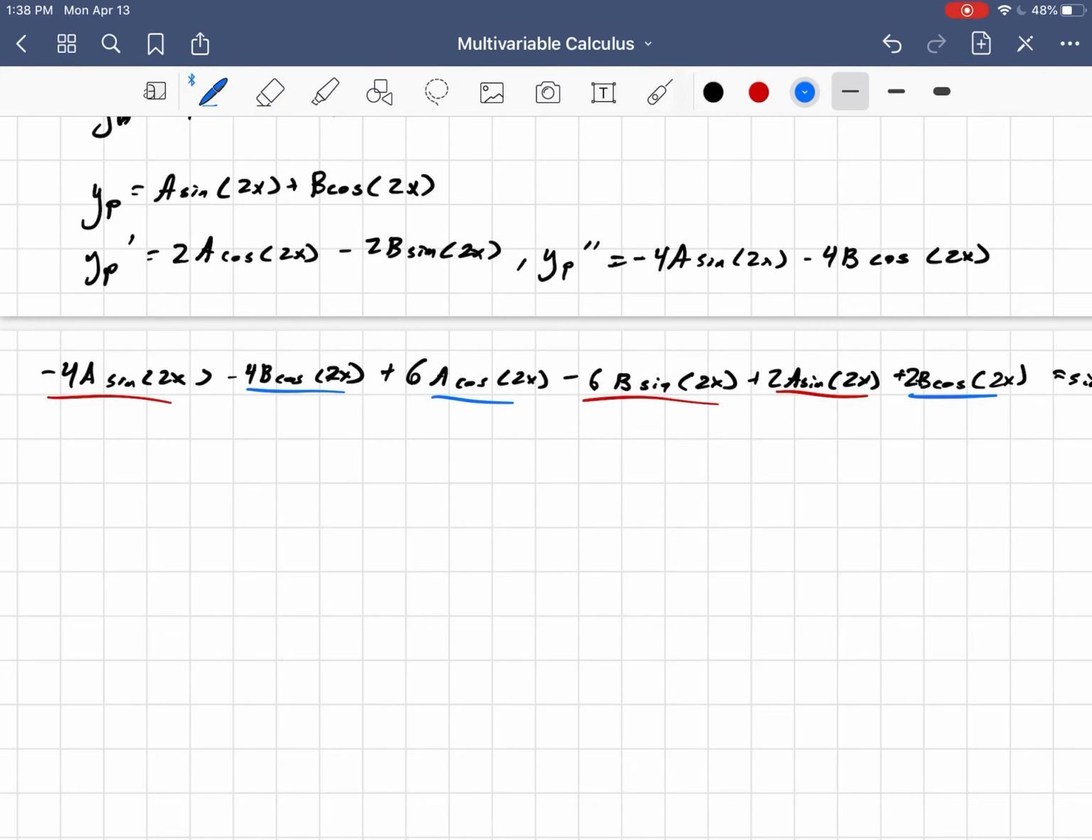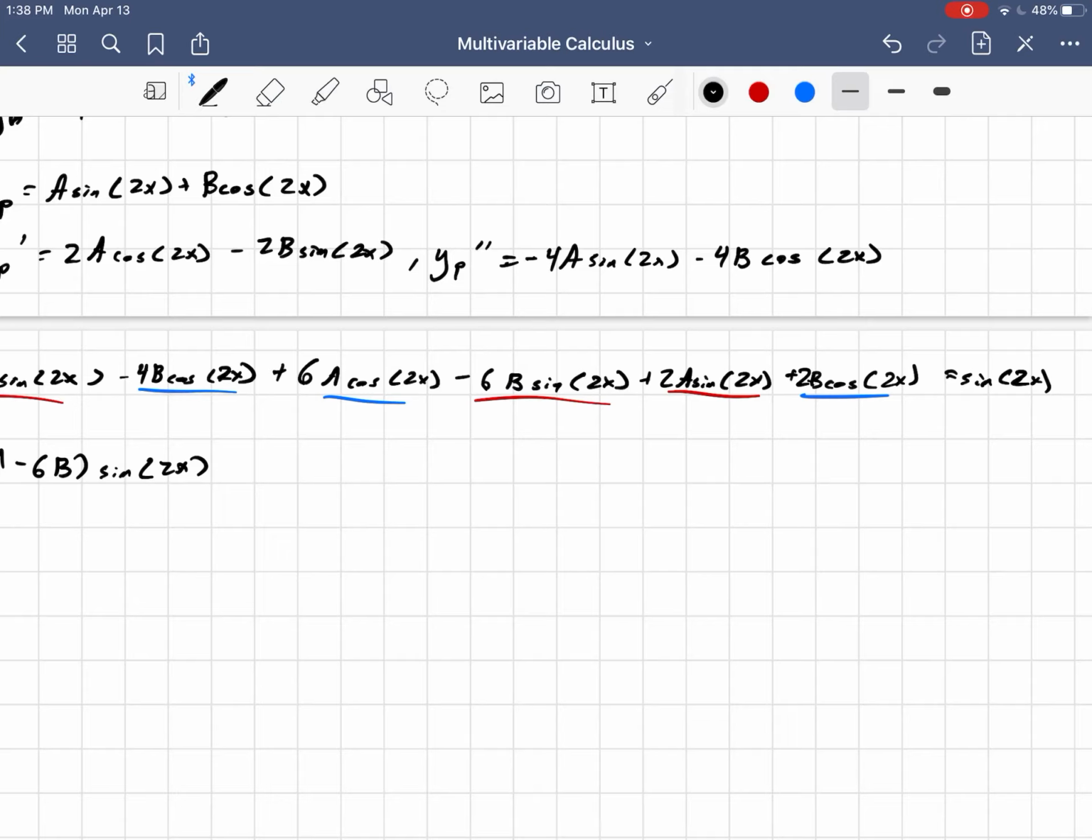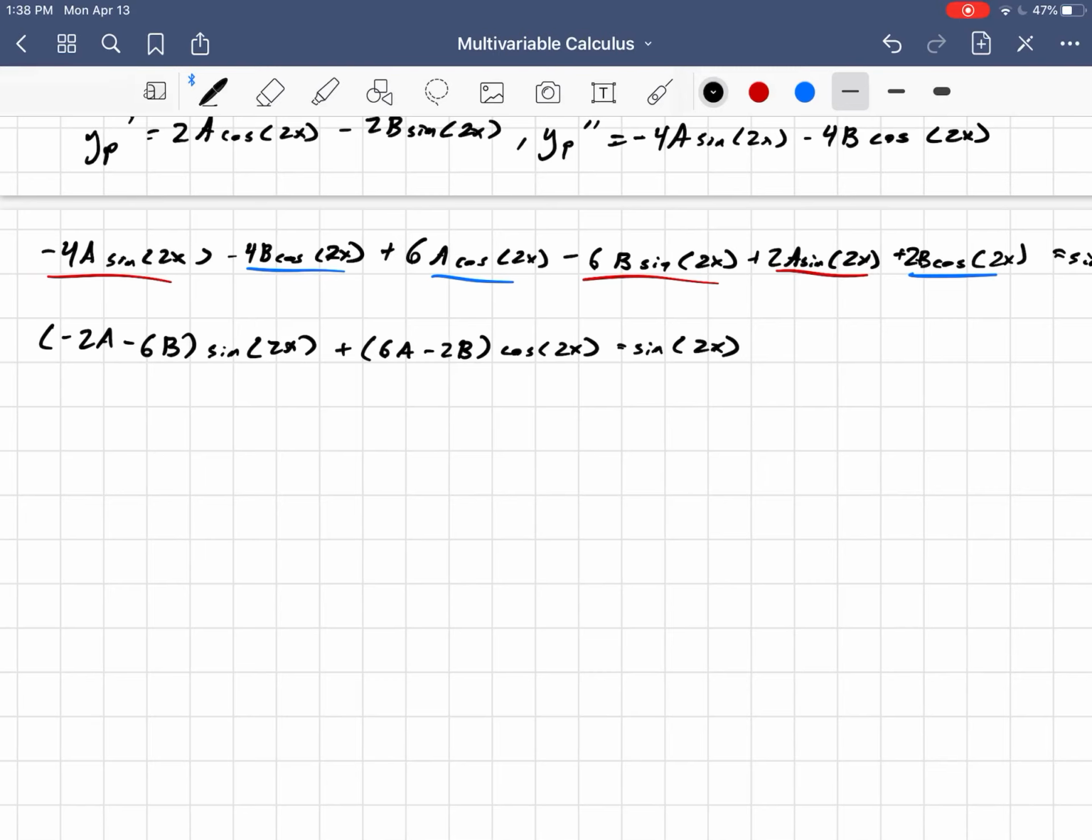So there's only 2 types of terms here. There's one with the sine and one with the cosine. This is a sine. That's not a sine. This is a sine. This is a sine. Cosine, cosine, cosine. So now negative 4a minus 6b plus 2a. So that's negative 2a minus 6b sine 2x. And now we have negative 4b plus 6a plus 2b. So that's plus 6a minus 2b cosine 2x needs to be the sine of 2x.